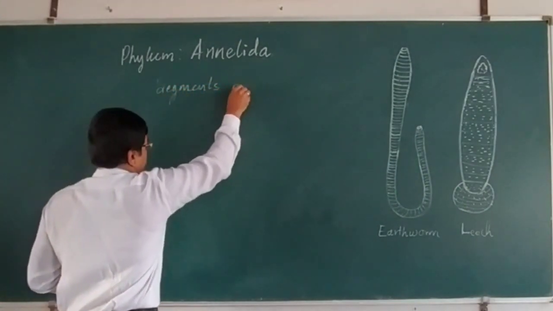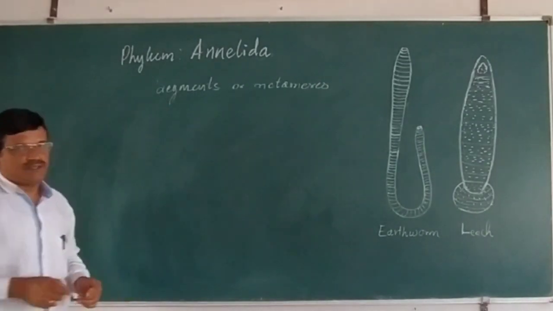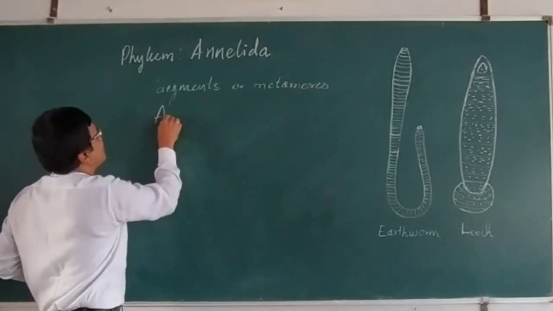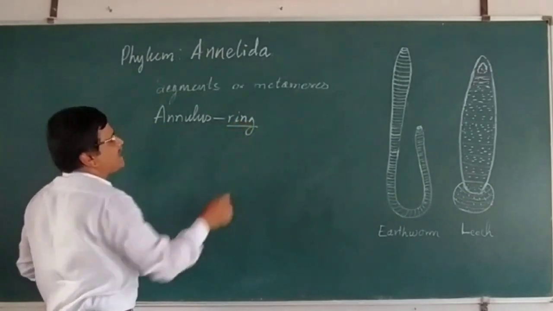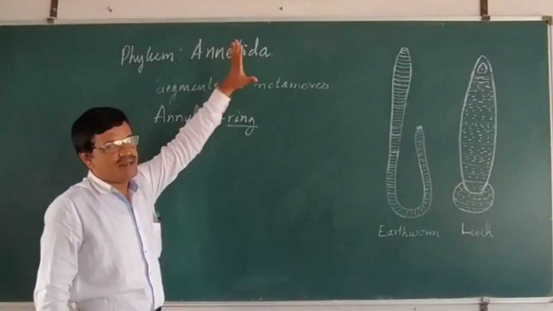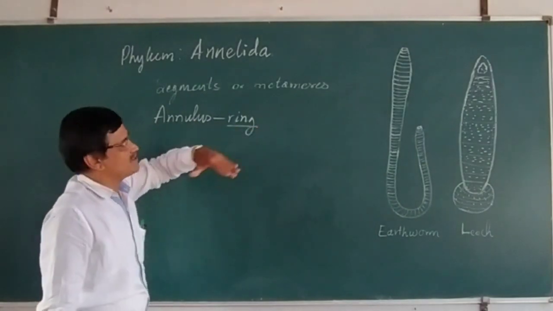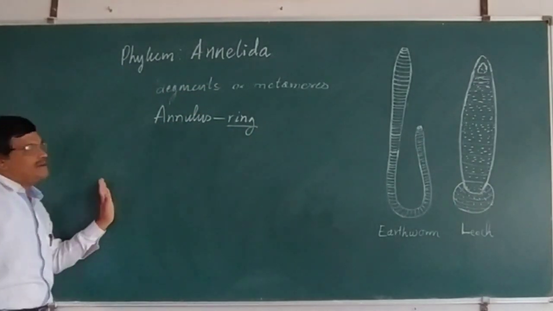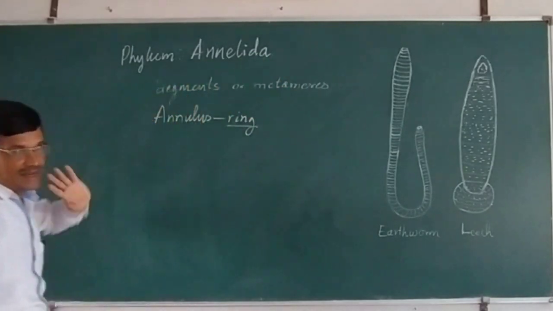Many segments, or metameres. In Latin, annulus means ring, or ring-like. So annelid is a Latin-derived word. Its meaning is animals with segments which appear as annuli or rings. The segments on their body appear as concentric rings. That's why these animals are said to be annelids, or phylum Annelida.